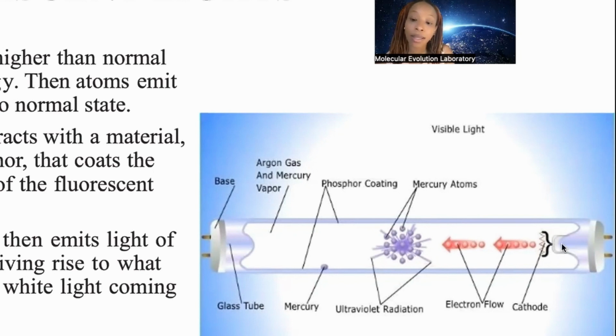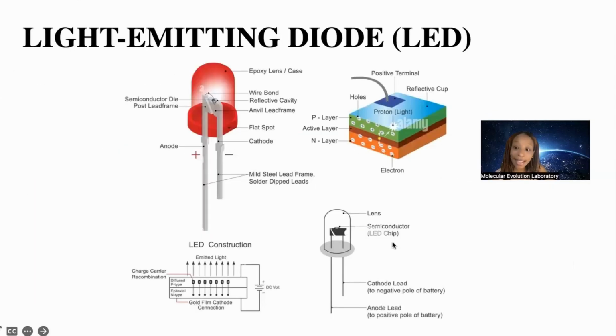So here we can see the cathode, which is a negatively charged electrode by which the electrons enter. The electrons flow towards the mercury atoms, where mercury and argon gas interact with phosphor, then produce the visible light that we see. LED, or light emitting diode, uses semiconductor.